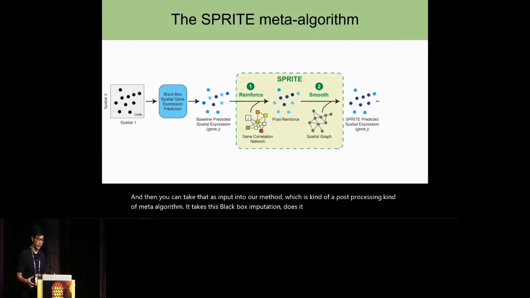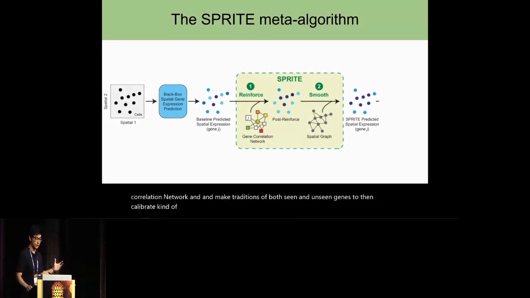We build this gene correlation network and make predictions of both seen and unseen genes to then calibrate predictions across this gene relational information network. We get these post-reinforced expression values, and then we use that as input into the second step of the algorithm, which is to smooth it across the spatial dimension.